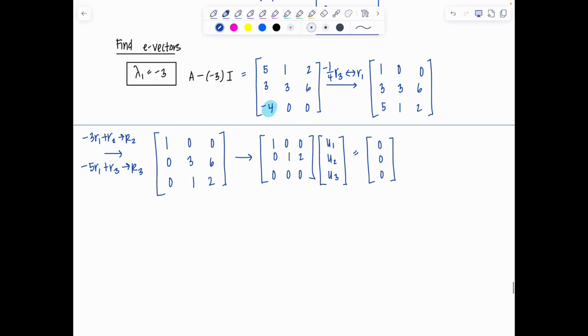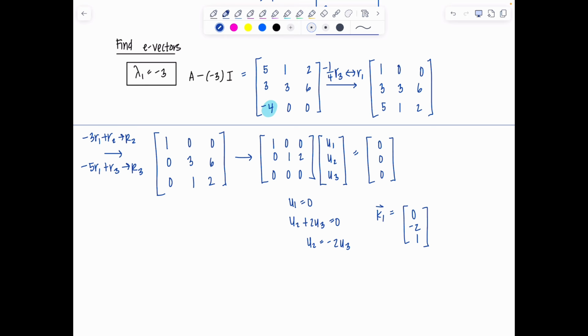So what can I tell from the first equation? u1 equals 0. And then I have u2 plus 2u3 is 0, so u2 is negative 2u3. So u1 is fixed at 0, and u2 is negative 2u3. So 0, negative 2, 1 is our corresponding eigenvector. Good? Alternatively, if you had 0, 2, negative 1, that would be acceptable.